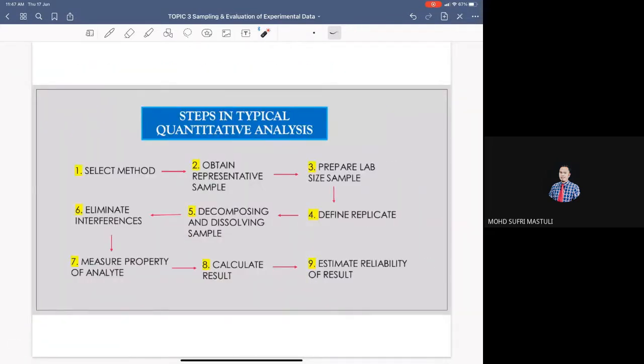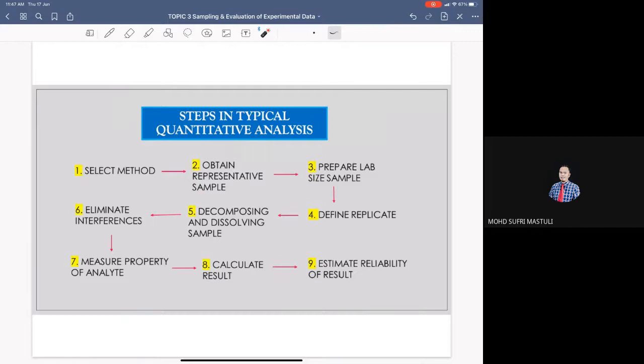So, to be specific for step in quantitative analysis, we want to determine the amount, how much the analyte in the sample. This is the step. So, it's about similar with on the previous slide. First, of course, as I told you, we have to select the correct method.